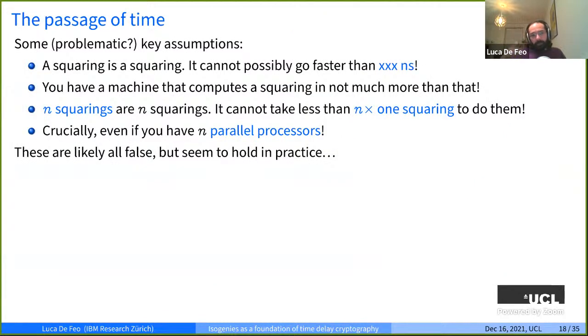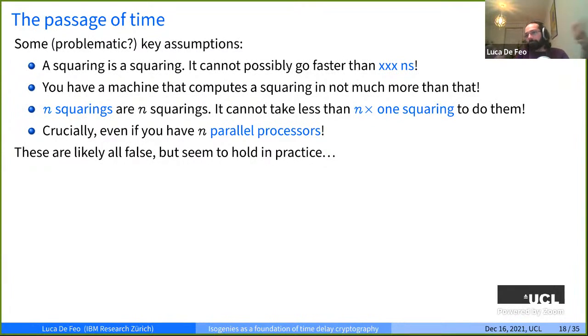There are some problematic assumptions, of course, in this construction. The first thing is that your unit of time is a squaring. So you are assuming that a squaring is a squaring, and you cannot do it faster than a certain number of nanoseconds. That's the first assumption. And the second assumption is that whoever needs to compute the slow key derivation function is in possession of a machine that is not much slower than this theoretical optimum for a squaring. So if you have a great disparity between the best possible architecture you can imagine to compute a squaring and the one that participants reasonably can afford, then you have a problem, because you need to take this gap into account.